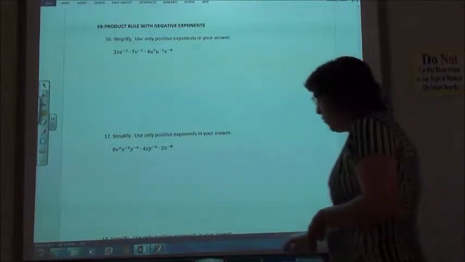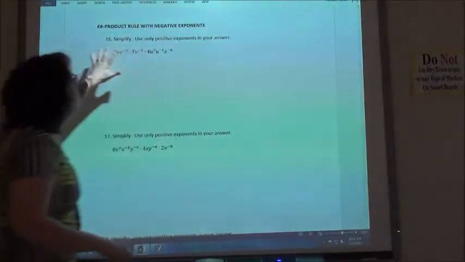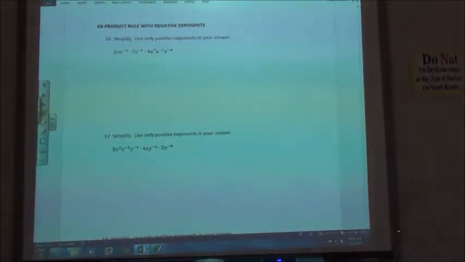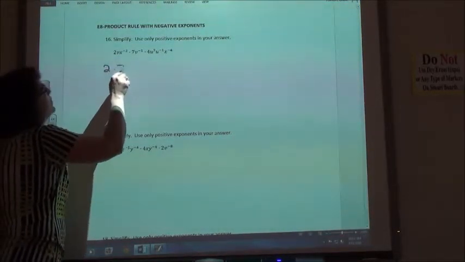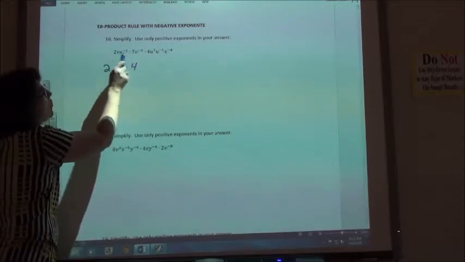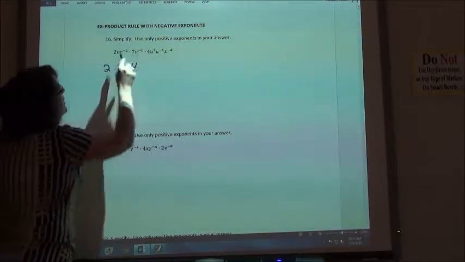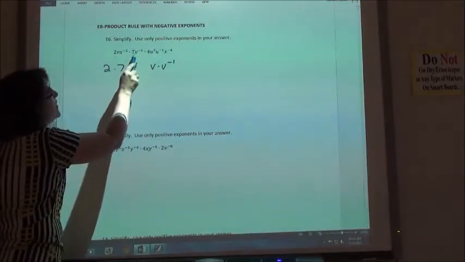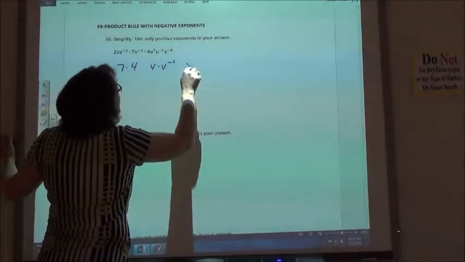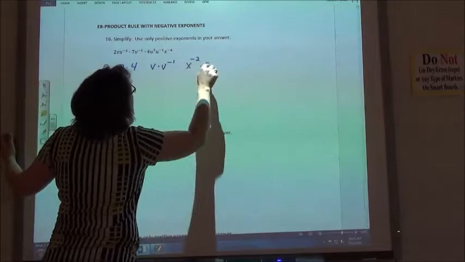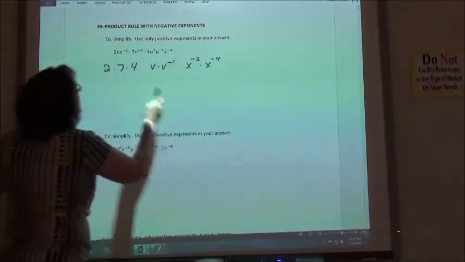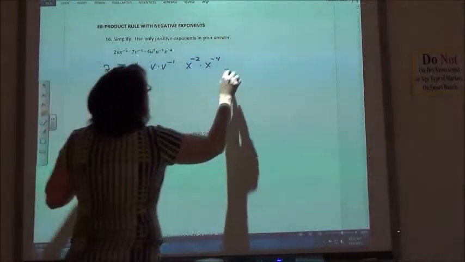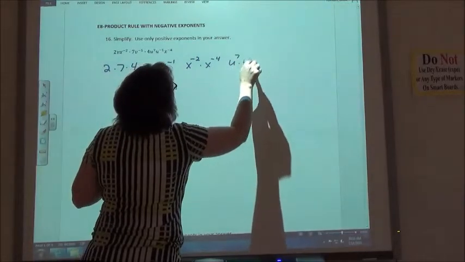So now we're following our rule when we're simplifying. We basically are grouping our like things together. So we're going to take our 2 times our 7 times our 4, the coefficients all together. Then we have a v times a v to the negative 1, doing my v's. Then I have an x to the negative 2 times an x to the negative 4. And then I have a u to the 7th times a u to the negative 1.